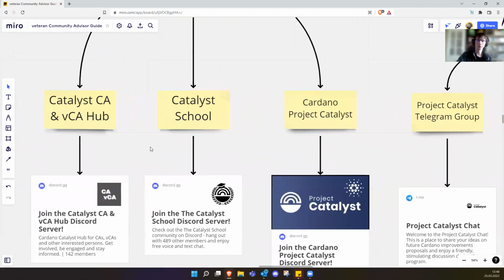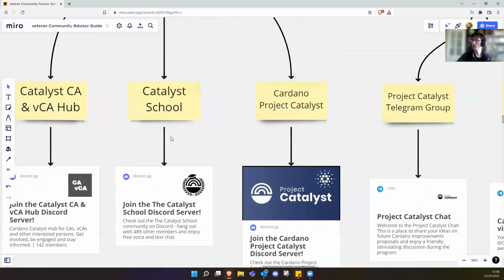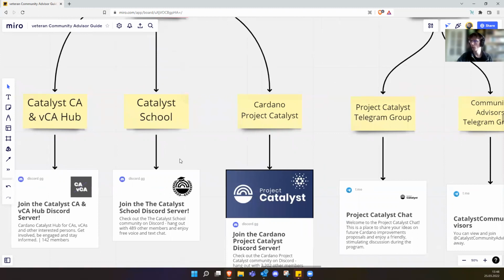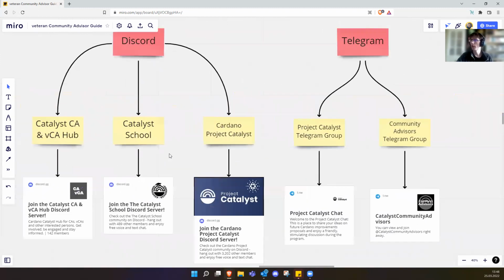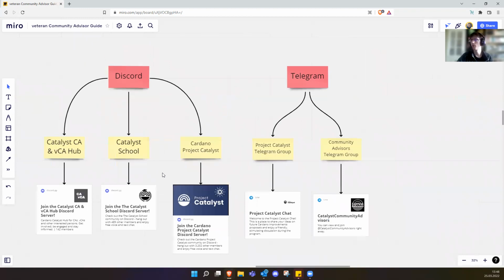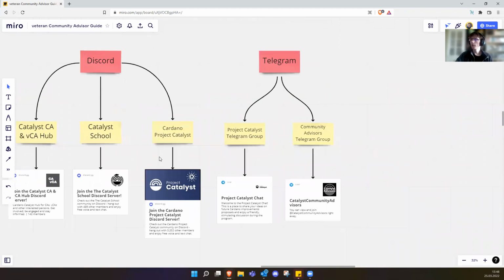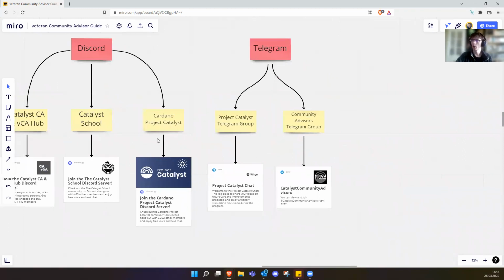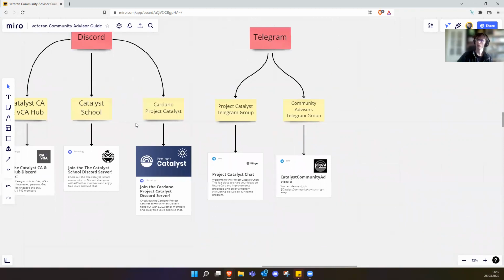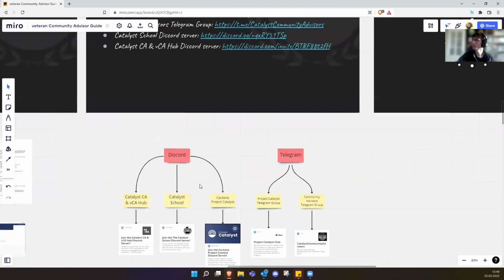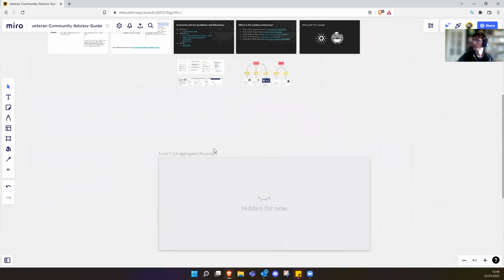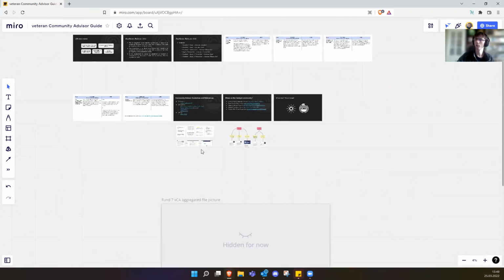And then, of course, we have our own Discord in Catalyst School, where we also answer any questions, provide these kinds of services, and let people know in advance when we have workshops or new content. And I added the main Cardano Project Catalyst Discord server too, which we are trying to make a funnel where you learn about Project Catalyst, and when you want to go into more detail, you move on. So, this is about the slides.